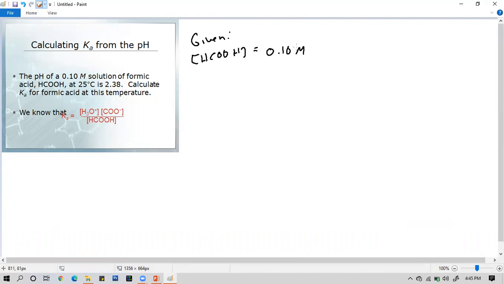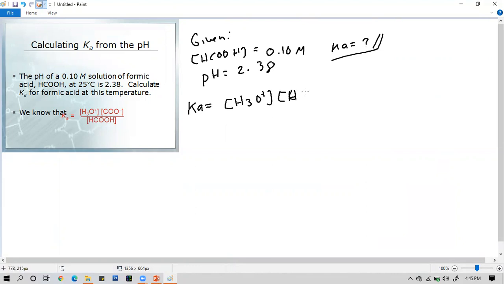What are the given? The given are the concentration of formic acid, which is 0.10 molar. Tapos yung pH natin ay 2.38. And ang hinahanap doon is yung Ka. Ano ba yung formulang gagamitin natin dito in order to solve Ka? Ka, based on the formula, is the concentration of the hydronium ion plus the formic ion all over the concentration of formic acid.